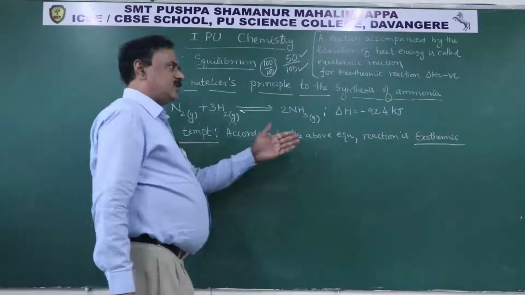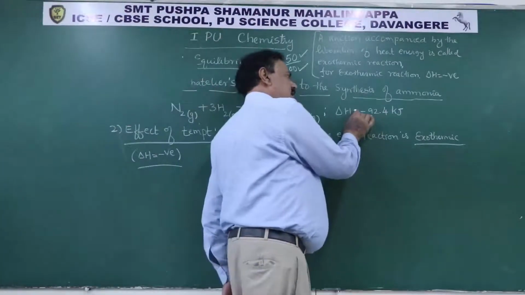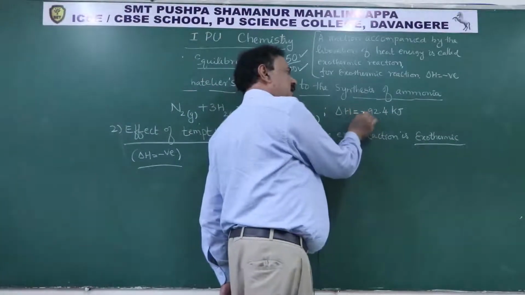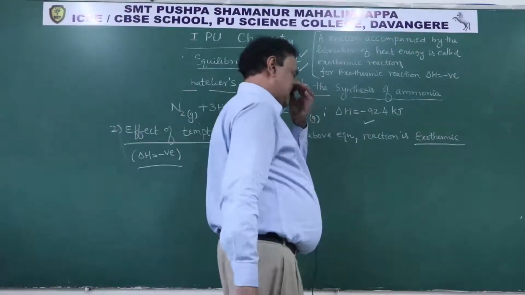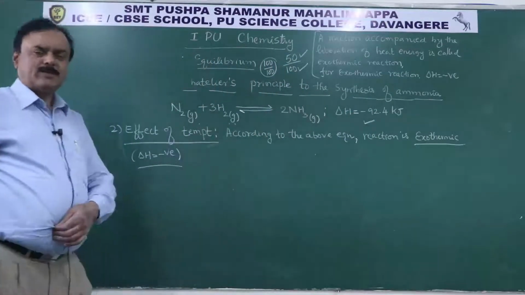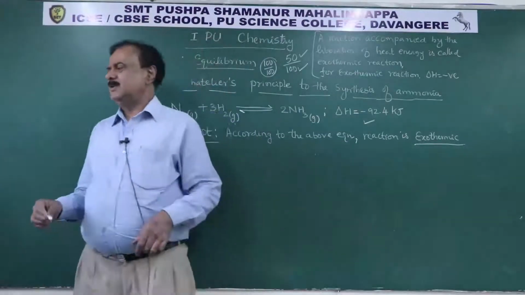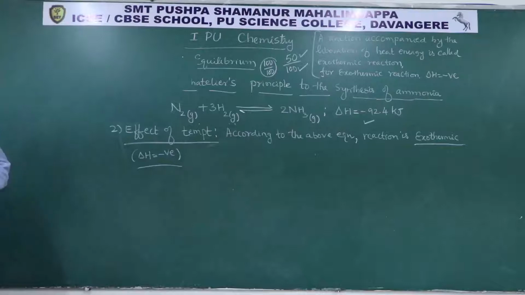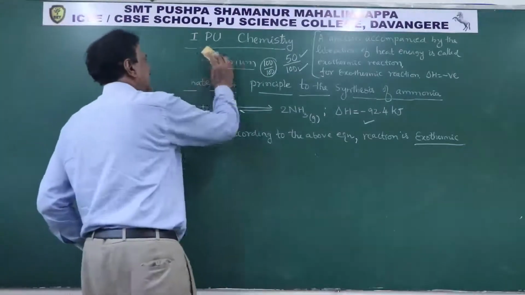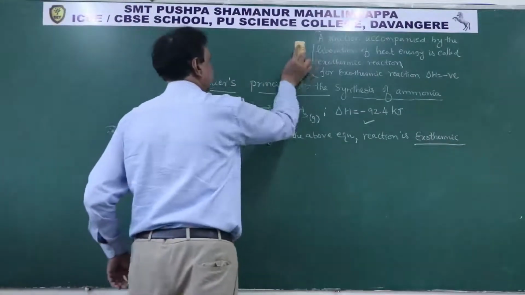How to identify an exothermic reaction? If you observe the sign next to delta H and you get a minus, then it is an exothermic reaction. You know that one very important concept in the thermodynamics chapter is Lavoisier's and Laplace's law.